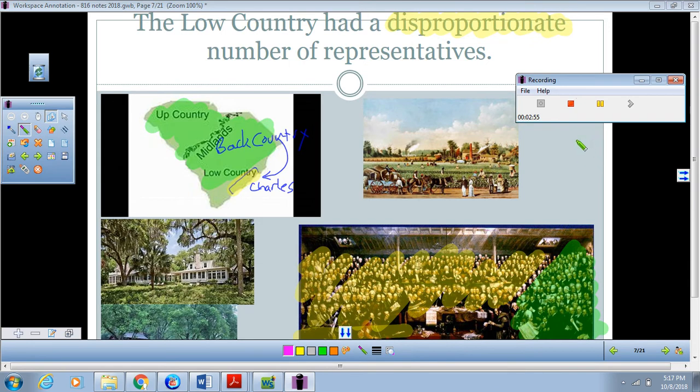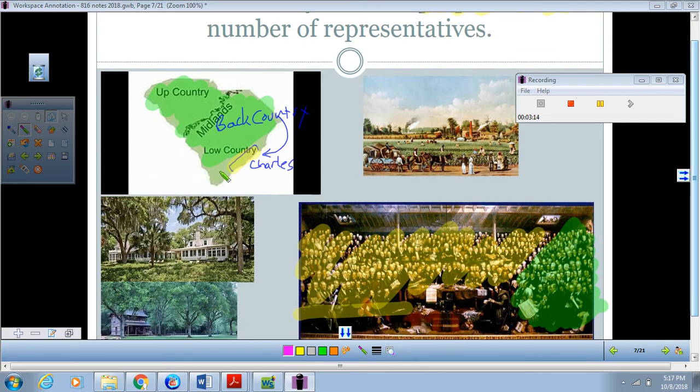One of the important topics that we talked about was that there was a disproportionate number of representatives from the Low Country in the Grand Council. Even though the Low Country had less people, this is where all the political and economic elite plantation owners were, and they had more power in the government. They had more representatives than the backcountry, even though the backcountry's population was growing to exceed the Low Country.